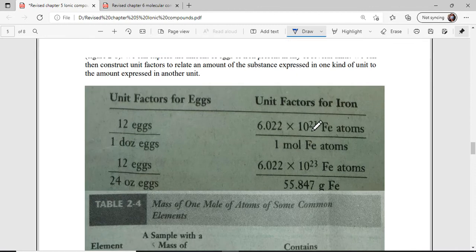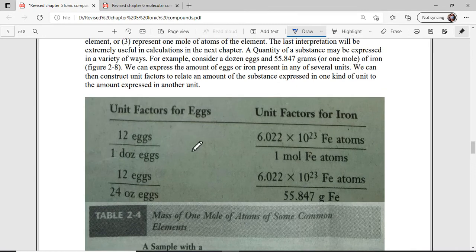This means it can be transposable. For example, if you have 12 eggs, it is equal to 1 dozen of eggs. You can also have 1 dozen of eggs equal to 12 eggs. You can write this transposably.